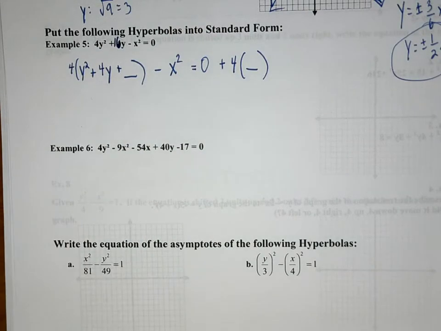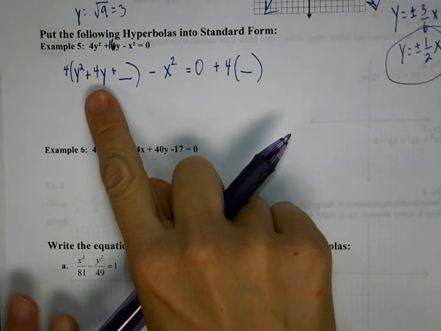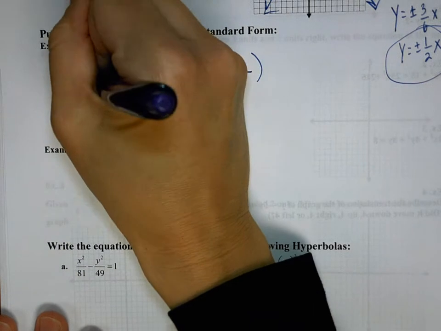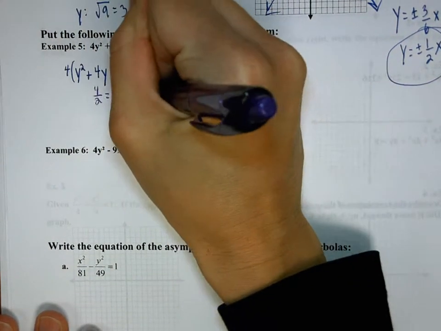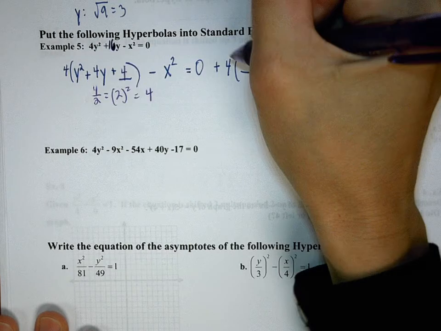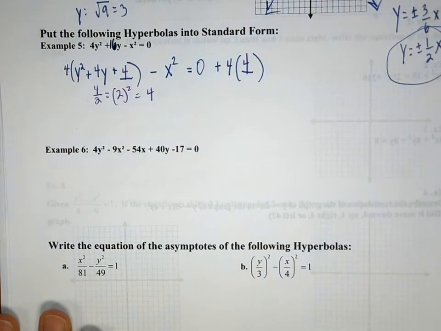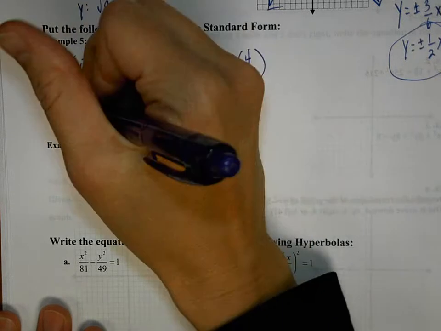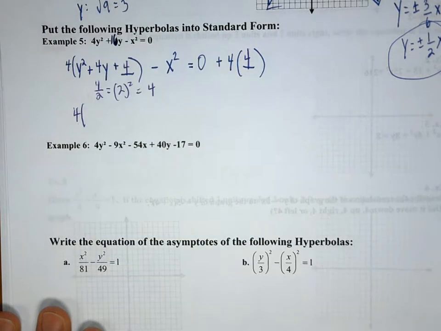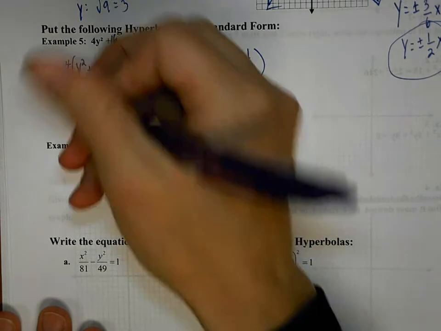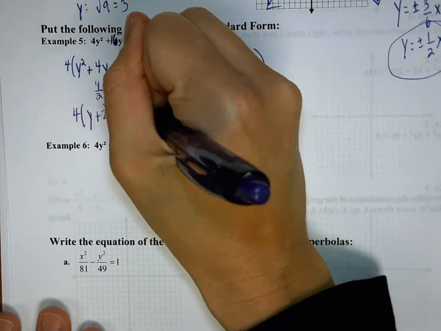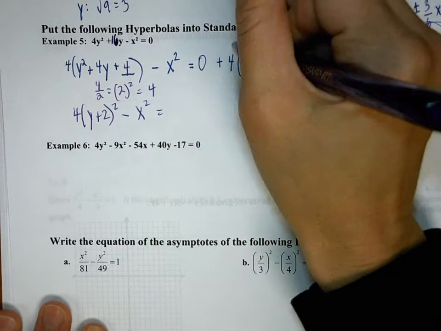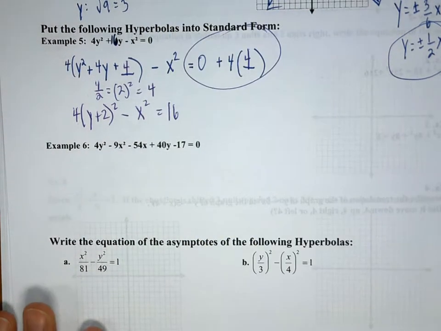Okay, what's my next step on completing the square? Not 16. 4, because we took out the 4, so we're taking 4 divided by 2, which is 2, and 2 squared is 4. So 4 goes into each of my blanks. And then when I write this now, I have 4 parentheses, and what does my square become? Y plus 2 squared minus x squared equals 16.